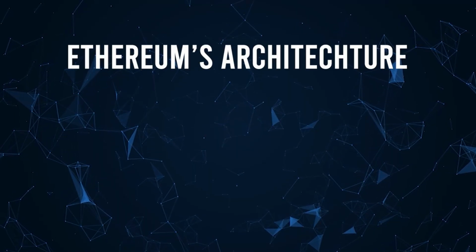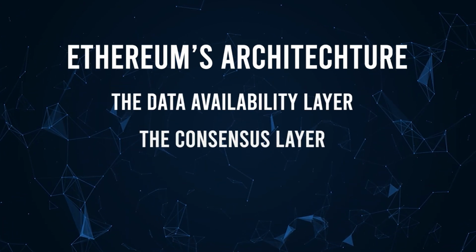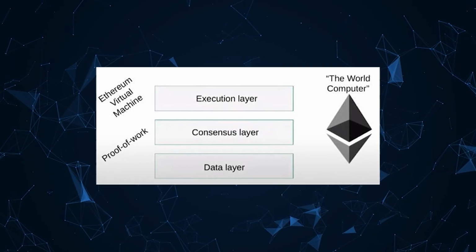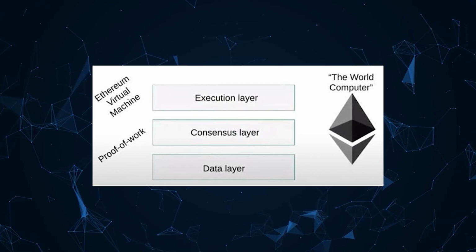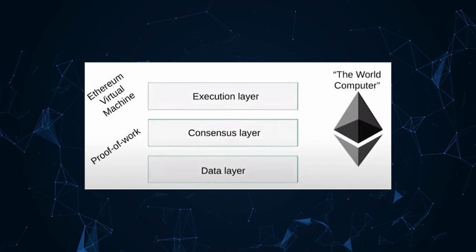So to understand all these fancy layer 2 and layer 3 stuff, let's go back to how Ethereum is built, just so we are on the same page. Ethereum's architecture is built on 3 layers: the data availability layer, the consensus layer, and the execution layer. Each layer plays an essential role within the Ethereum ecosystem while working together to provide an efficient blockchain power system. So now let's dive into each of the layers and learn about what they do.